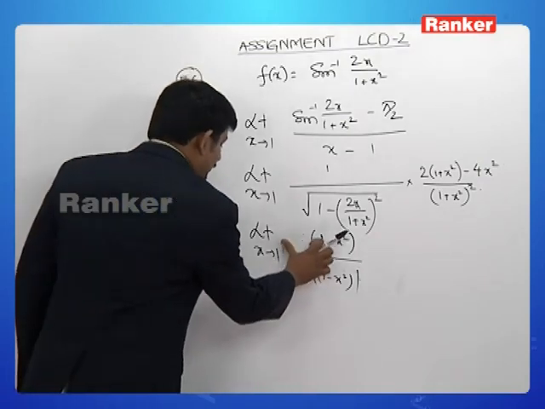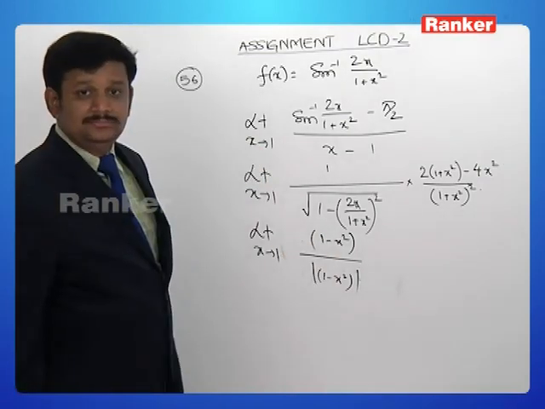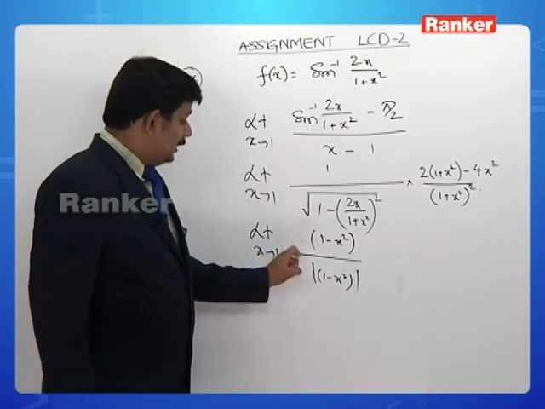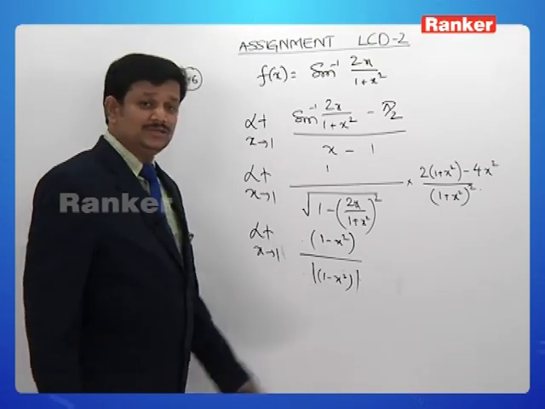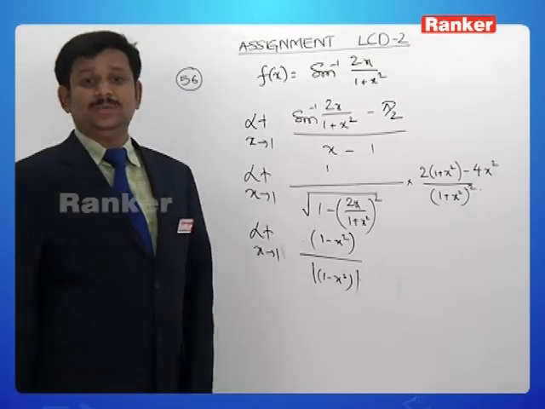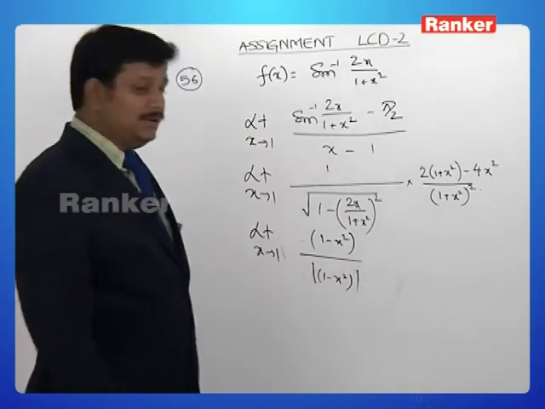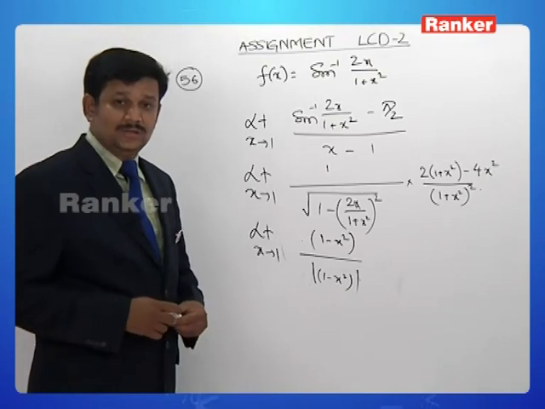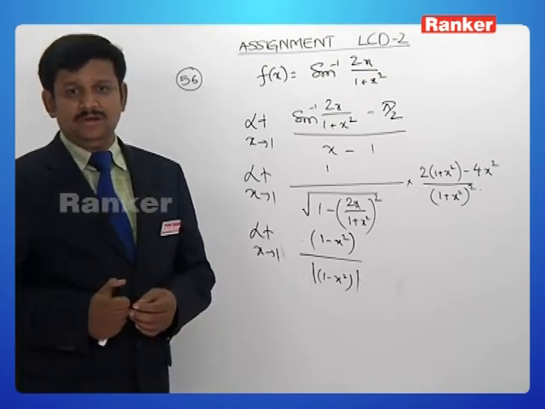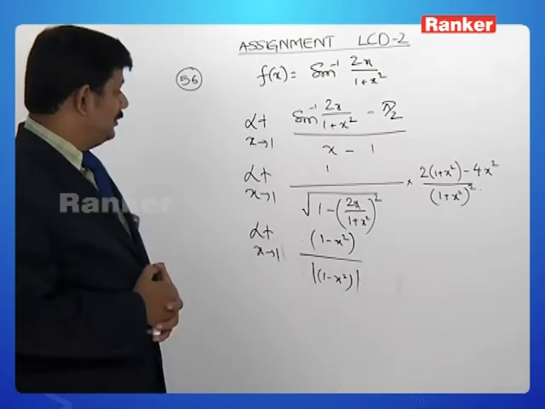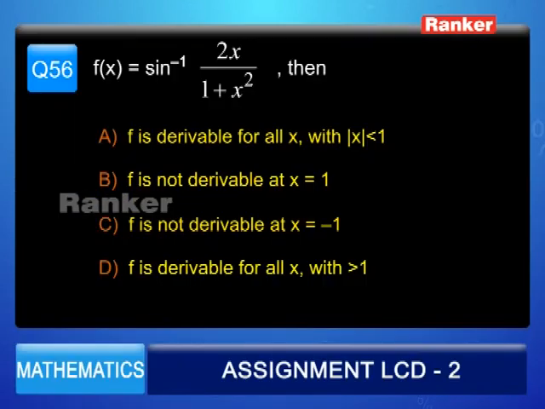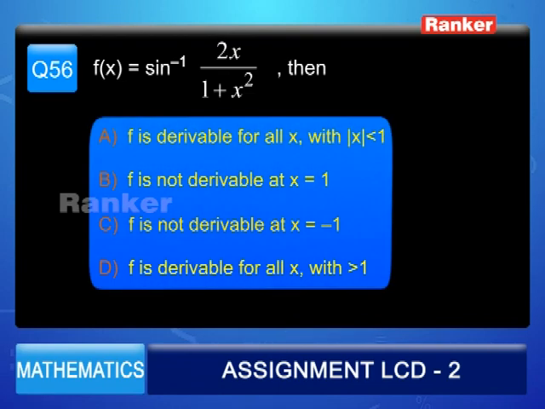Similarly, when we look at the derivative at minus 1, working remains the same except for here we have minus 1. Right hand derivative is minus 1, left hand derivative is plus 1. So the function is not derivable at x equal to 1 and function is not derivable at x equal to minus 1. At all other points, that is whenever mod x is less than 1 or whenever mod x is greater than 1, the function is very much differentiable. So option A is true, option B is true, option C is true and also option D is true.